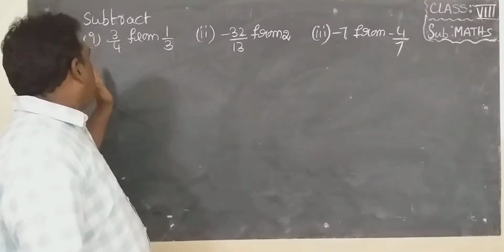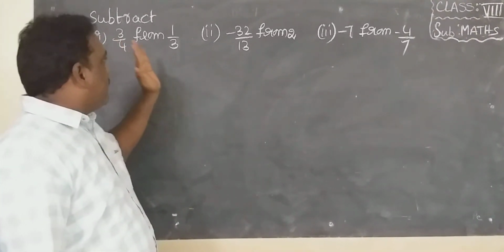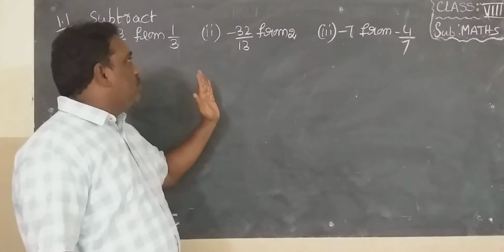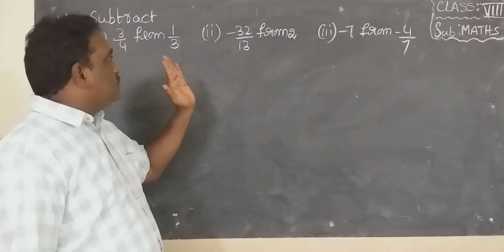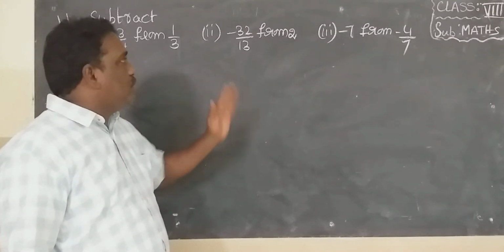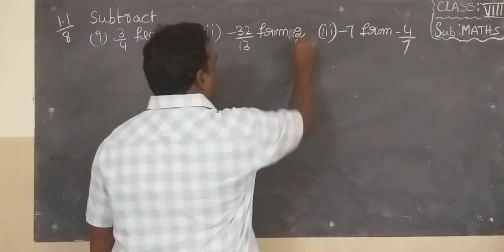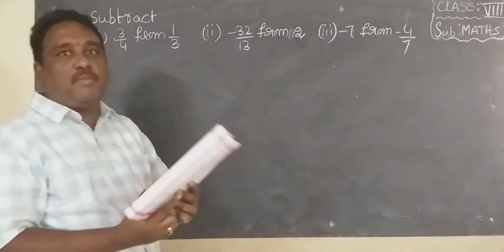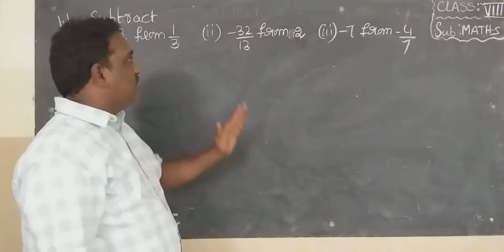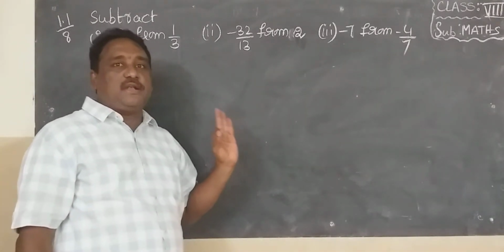First, subtract 3 by 4 from 1 by 3. Number 2, subtract minus 32 by 13 from 2. Third one, subtract minus 7 from minus 4 by 7. So there are totally 3 problems. We need to subtract everywhere.